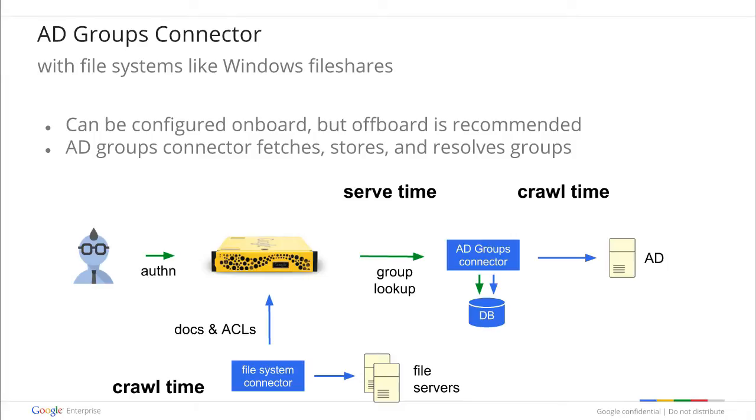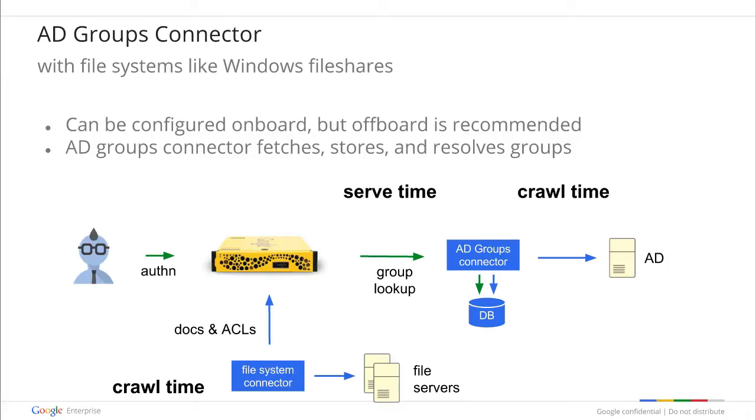If you're only using file shares, one domain controller, and no GSA or connector mirroring, you can conceivably use a single onboard groups connector for testing and demo purposes. In production, though, you should install an offboard connector to handle load and allow you to dedicate more memory to the connector if needed, or use an external database. In either case, you configure the GSA to resolve groups at serve time using the groups connector, because the file connector does not fetch or store groups.